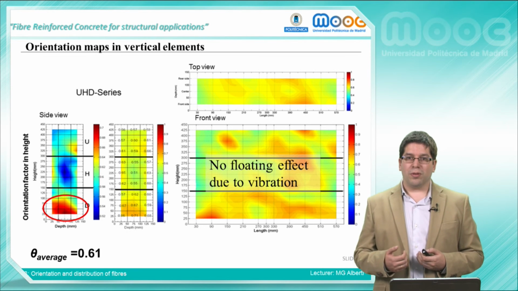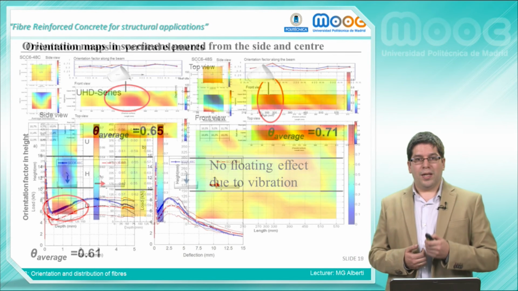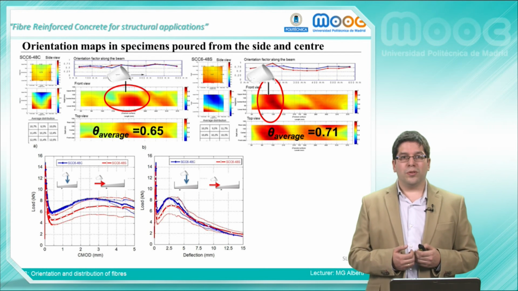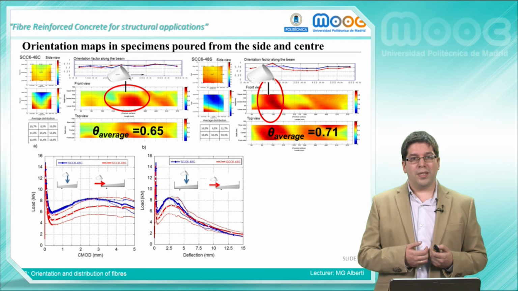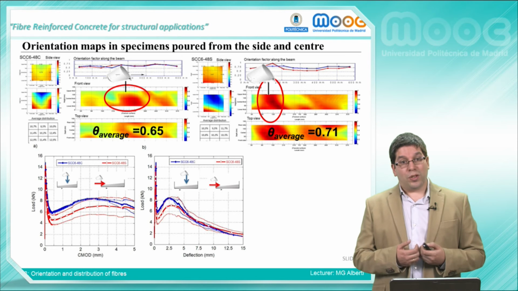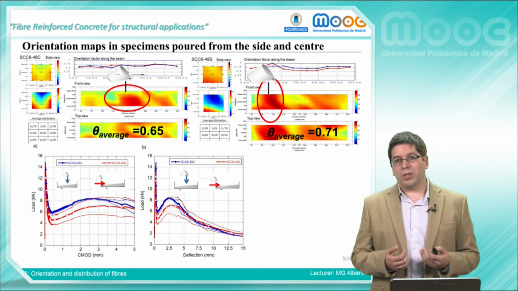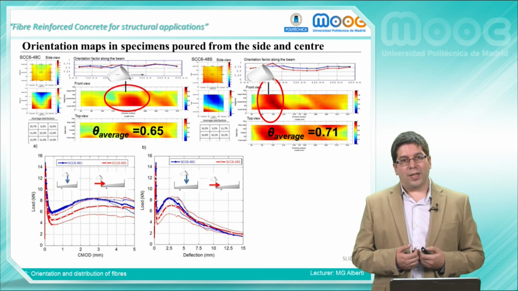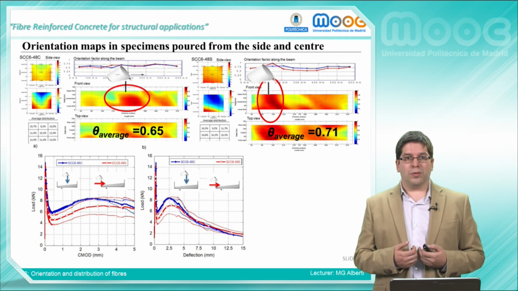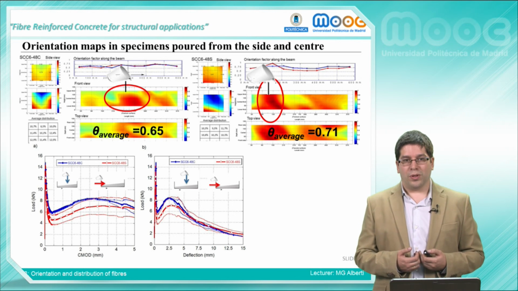This slide helped to conclude that there was no floating effect in vertical elements due to the external vibration. In the case of self-compacting concrete, due to the absence of a standardized filling procedure of the molds, several specimens filled from the sides and others from the center showed, by means of fracture tests, no effect, and it was not possible to localize that the filling of the molds had any effect. By means of the analysis of the fracture surfaces, it was possible to localize that filling the molds from the center overestimates the residual strength of the fiber reinforced concrete.